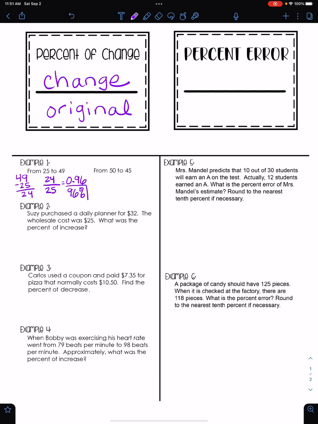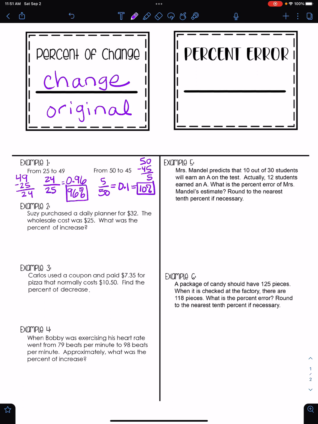So even though I used a calculator, I still want to see that much work. To go from 50 to 45, it changed by 5. So I'm going to do 5 over the original first number, and I'll divide that in my calculator to get 0.1, which is 10%.